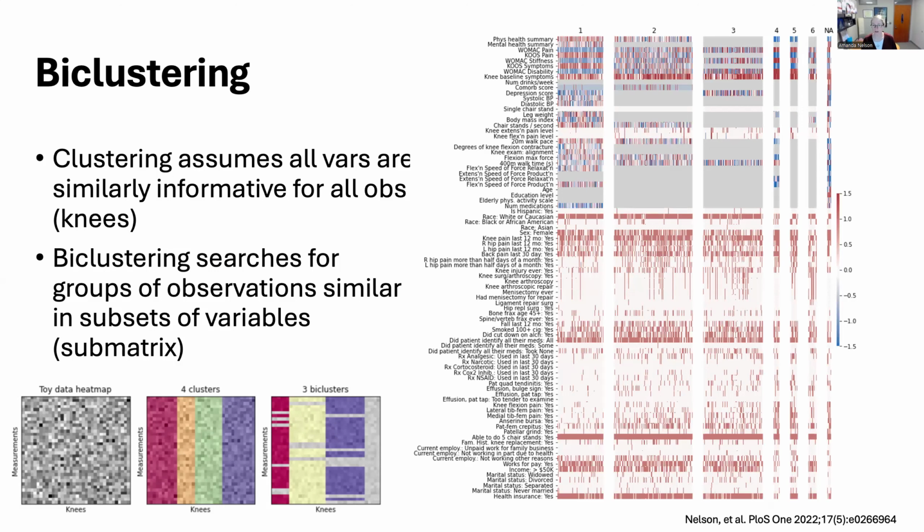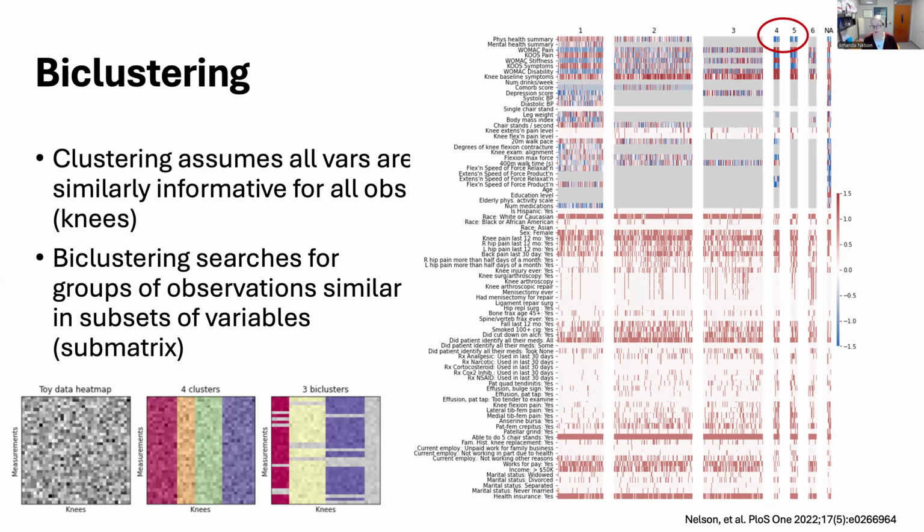And so this is the OAI data. It's just a big visualization. Again, the reference is there. There were 6 biclusters and a very few knees at the far right that did not fall into a bicluster. And I'm going to describe primarily 4 and 5 here. You'll see that there are gray marks. The gray marks are variables that were not important in that bicluster, right? So again, it's these submatrices within the data within the knees.